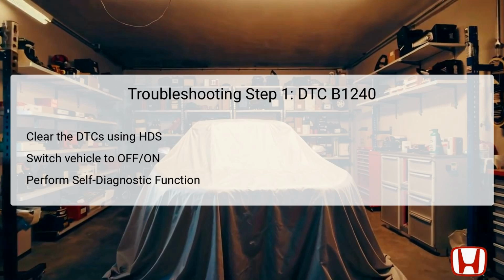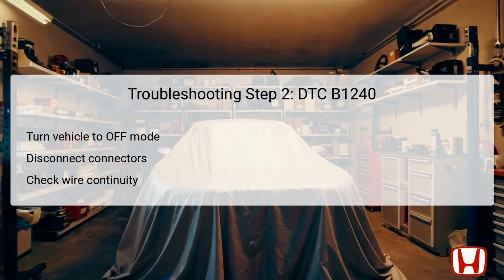Following this, it's critical to perform the self-diagnostic function using either the HDS or the climate control unit. By doing this, you check for the reappearance of DTC B1240, which determines if the problem is persistent or intermittent. If DTC B1240 reappears, it indicates that the failure is replicated, leading you to proceed with further troubleshooting steps. Failure to complete this step may result in overlooking transient issues affecting the vehicle's electronics.